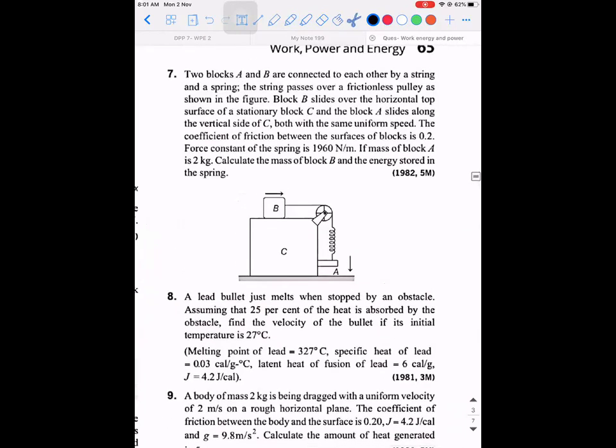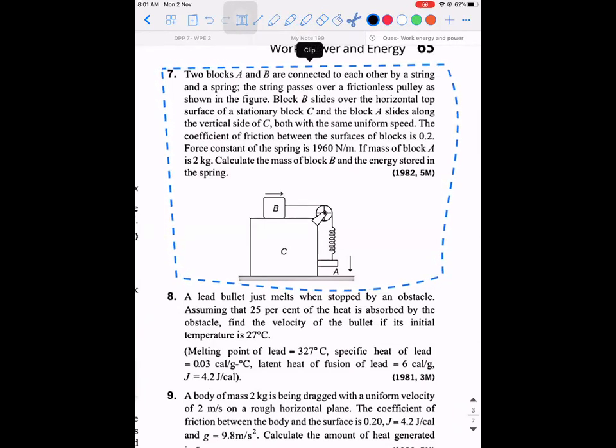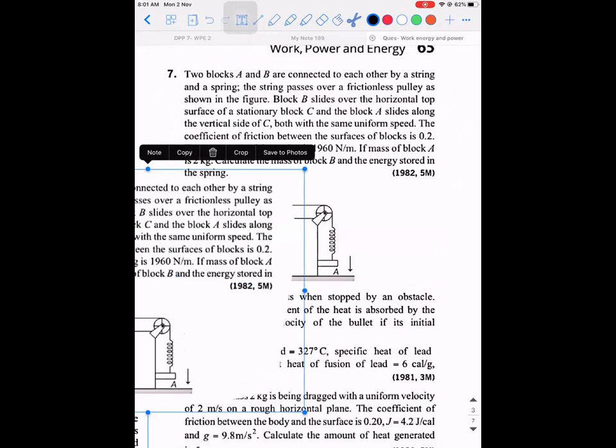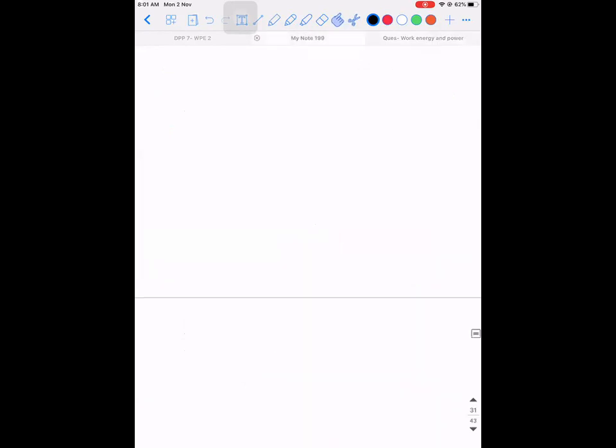Listen, let's do this 5-mark problem because it has horizontal and vertical motion combined. Sometimes if your luck is good, you can get the same question also. It will get repeated.